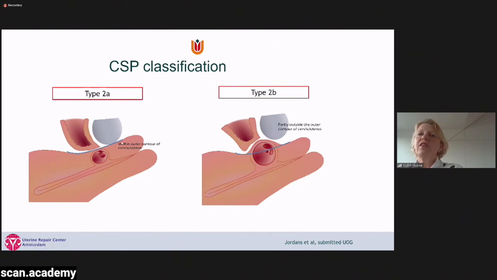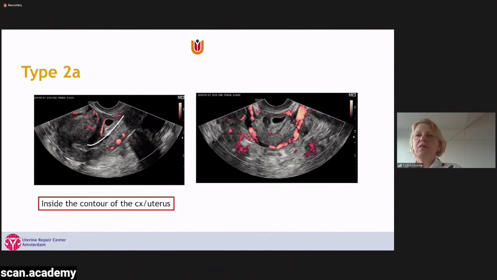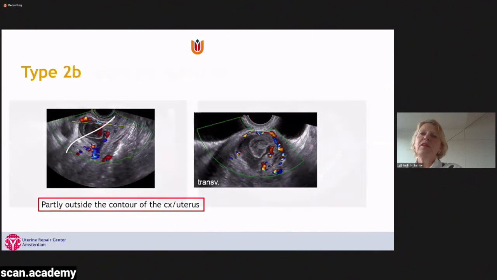If the pregnancy is located within the outer contour of the cervix, it is a type 2A. But if it's progressing towards the bladder, outside the imaginary contour of the cervix, it's a type 2B. Here you see an example. This is more than 50% embedded in the myometrium, so it's a type 2, but it's within the outer contour, so it's type 2A. And here again, the type 2B, because it's more outside the imaginary contour of the cervix.